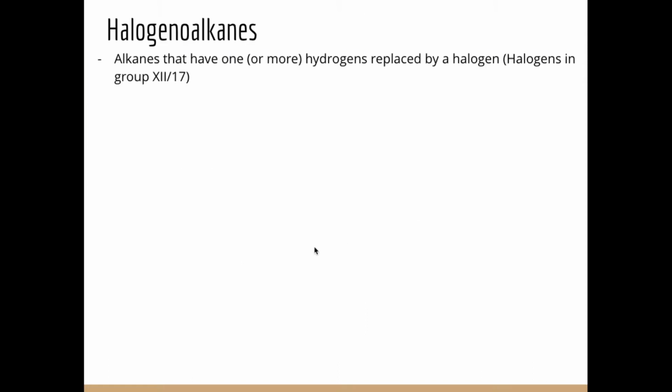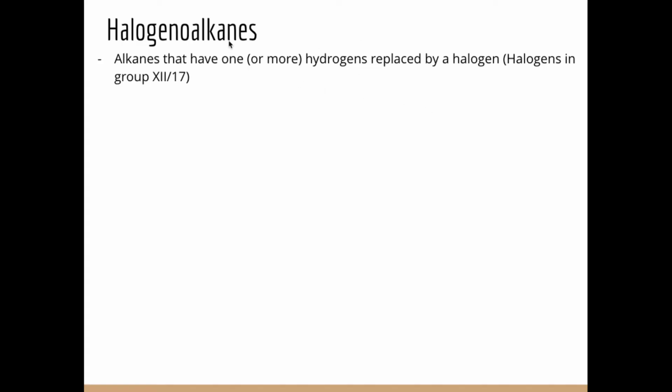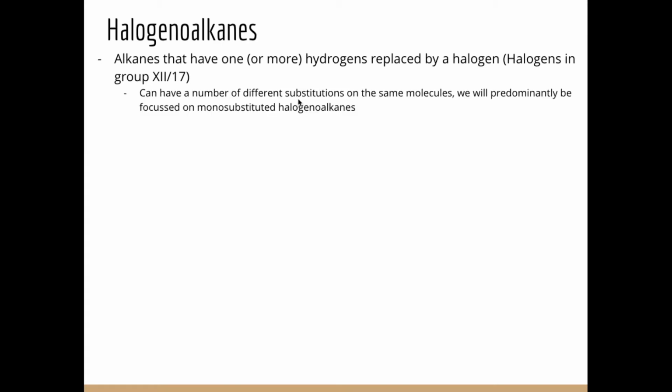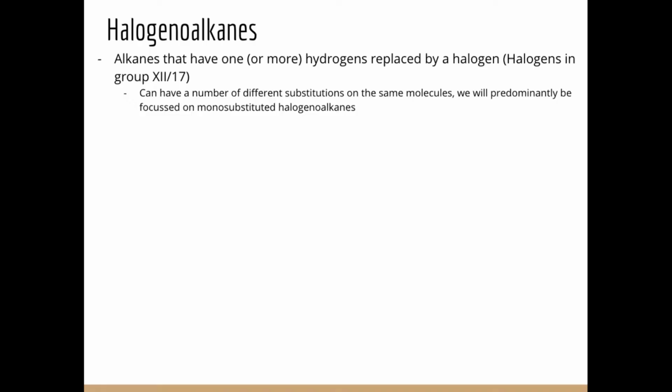Halogenoalkanes are exactly what they sound like. They're alkanes that have a halogen. So we've essentially just substituted one of the hydrogens for a halogen. One or more hydrogens are replaced by halogens, our halogens being our group 7: fluorine, chlorine, bromine, etc. You can have a number of different substitutions on the same molecule. So you can have di-substituted, dichloro, you can have tri-bromo, you can have a chloro and 2 bromos, you can have tetrafluoro, etc., etc. We're predominantly focusing on the mono-substituted halogenoalkanes. So just one of the hydrogens has been replaced with a halogen.